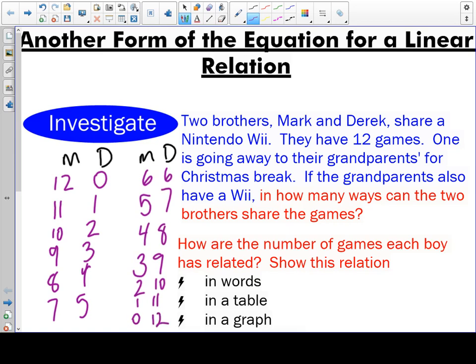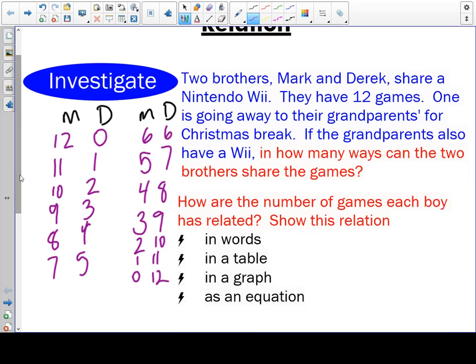So how many different combinations are there here? If we count them up, there's 1, 2, 3, 4, 5, 6, 7, 8, 9, 10, 11, 12, 13 different ways that the games can be arranged. So there's 13 different ways that the games can be shared.